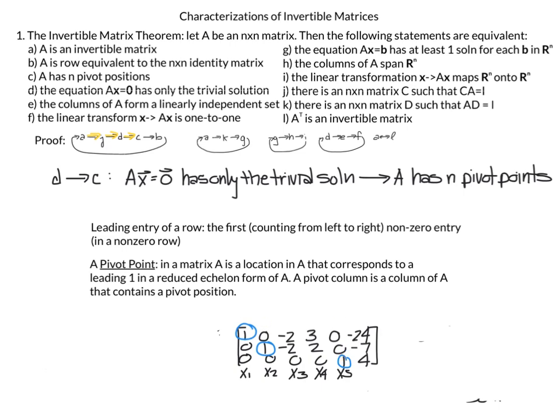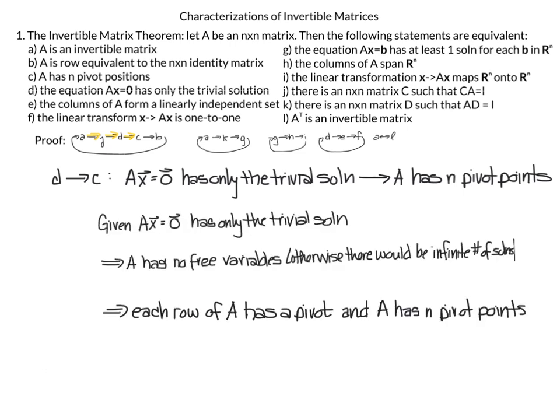So getting back to our proof, we're given that AX equals 0 has only the trivial solution, which means it does not have infinite solutions. That's almost like, well, no solution is the opposite of infinite solutions, but it does not have infinite solutions, which means there are no free variables. Free variables correspond to infinite solutions. No free variables means that each row of A must have a pivot because it's square. And because it's square, then A has n pivot points.